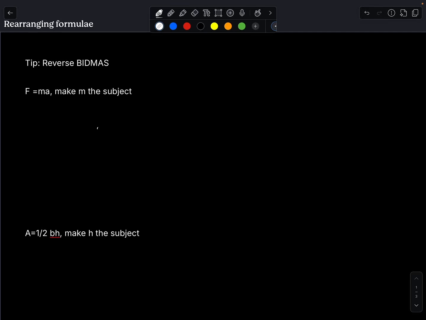Rearranging formulas. So this is easy stuff for algebra. When you're learning algebra, this is something you need to know. Very, very easy. So let's just start off straight away. If we want m on its own, then simply we're going to be doing the opposite of this. The opposite of multiplying is dividing. So we're going to divide by a from both sides, leaving us with m equals f divided by a.